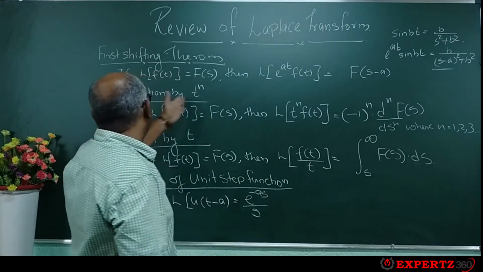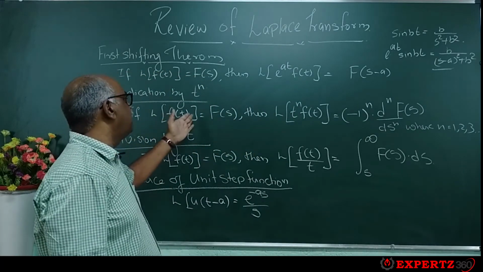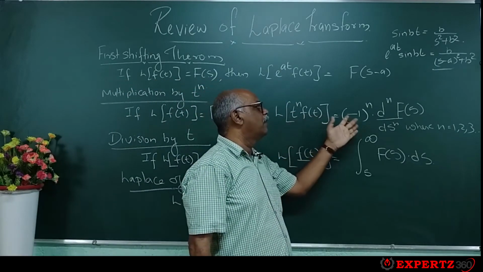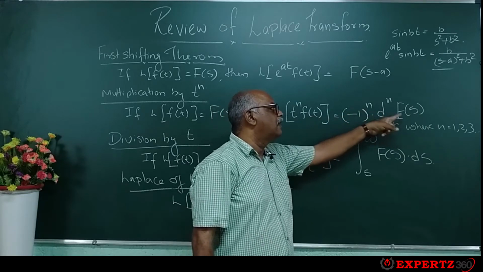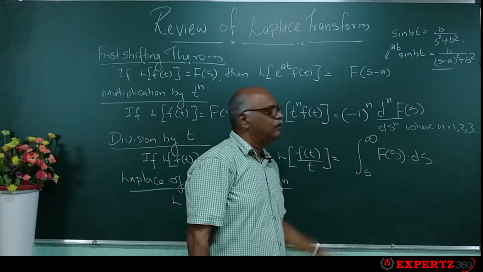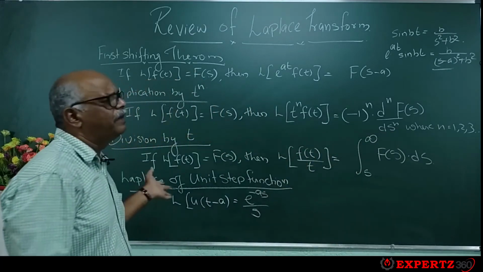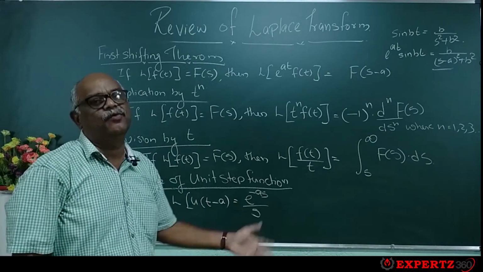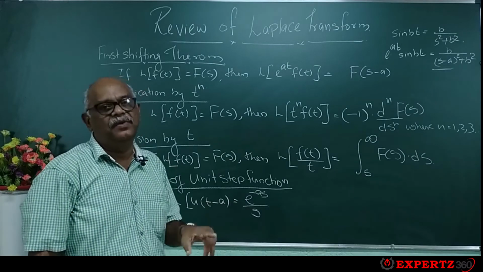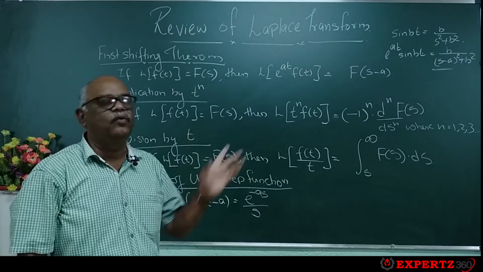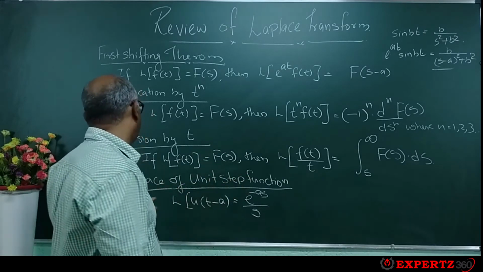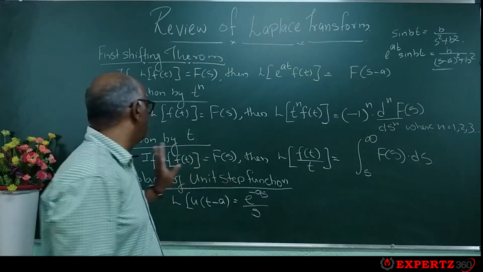Now multiplication by t raised to n. If Laplace of f of t is equal to capital F of s, then Laplace of t raised to n times f of t is equal to minus 1 the whole raised to n, d^n of F of s divided by ds^n, where n is equal to 1, 2, 3, etc. This is also important. So you may have t into sin at; you will have to find the Laplace transform of sin at, then t into, that means t raised to 1, so you will have to differentiate once. When we come to the problems, you will know how to do it. Anyway, most of the students have studied all those things.